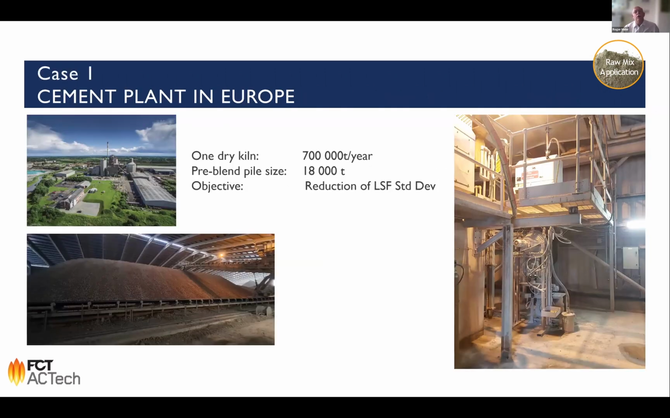Now, if we go into real cases, I picked from the many installations we already have one case of a cement plant in Europe. They run one dry kiln with an average production of 700,000 tons per year. They work with two piles with an amount of 18,000 tons. When they switched from a classical lab and neutron analyzers to our analyzer, the target was to reduce the LSF standard deviations.